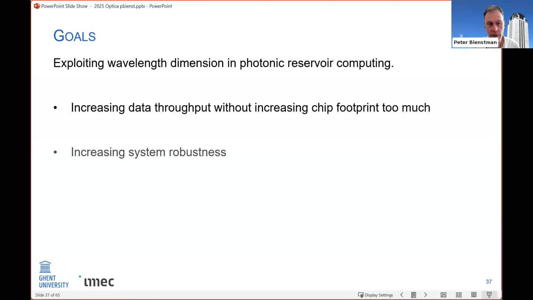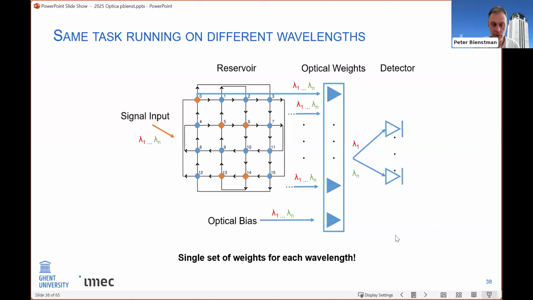The goal that we have is trying to build a system where, again, we have a reservoir followed by a set of weights. But the goal is that we process a certain task like dispersion compensation on different WDM channels in parallel, with exactly the same set of weights operating on all the wavelengths in parallel. That way we can really increase the throughput per footprint of our system, because otherwise we would need a separate reservoir for each wavelength, and that would not be economical. So the goal is, can we design a chip that does precisely that, having the same set of weights for all different channels in parallel.